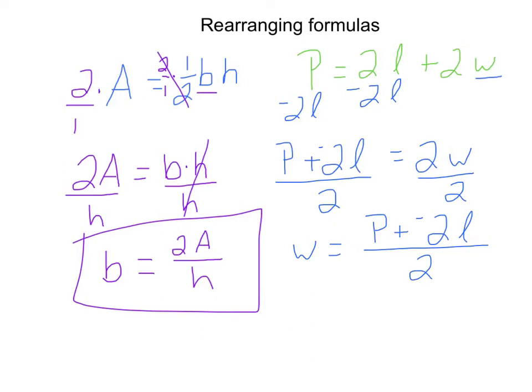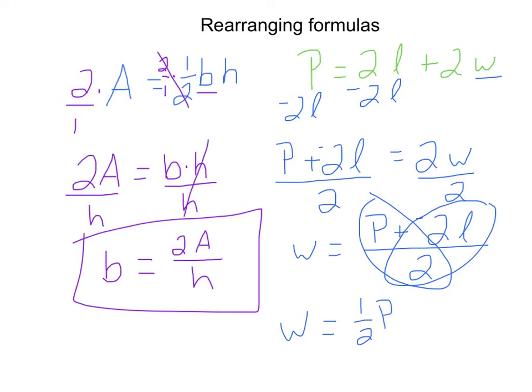We can do the heart method for this one if we would like. And we could also write this as 1/2 times our perimeter, or P over 2, plus negative L, because the 2's would cancel out. Since we have variables on both sides of our equal sign for formulas, we are going to need a new way to talk about our functions.